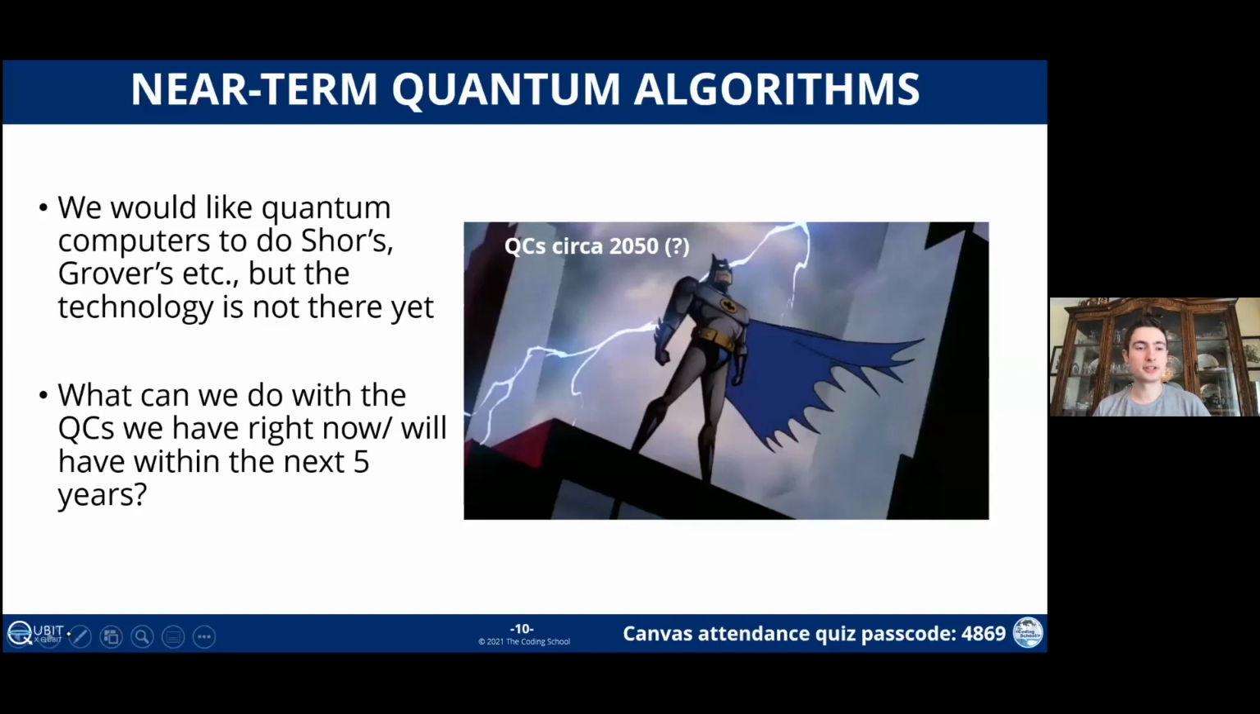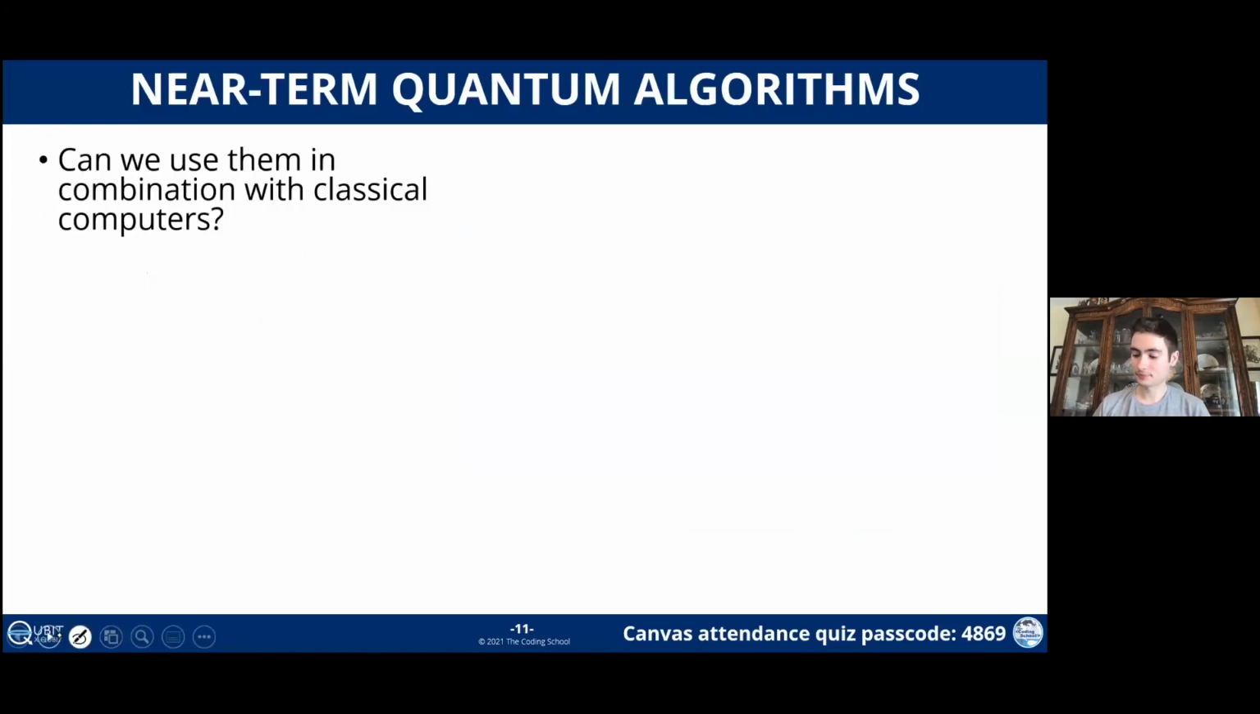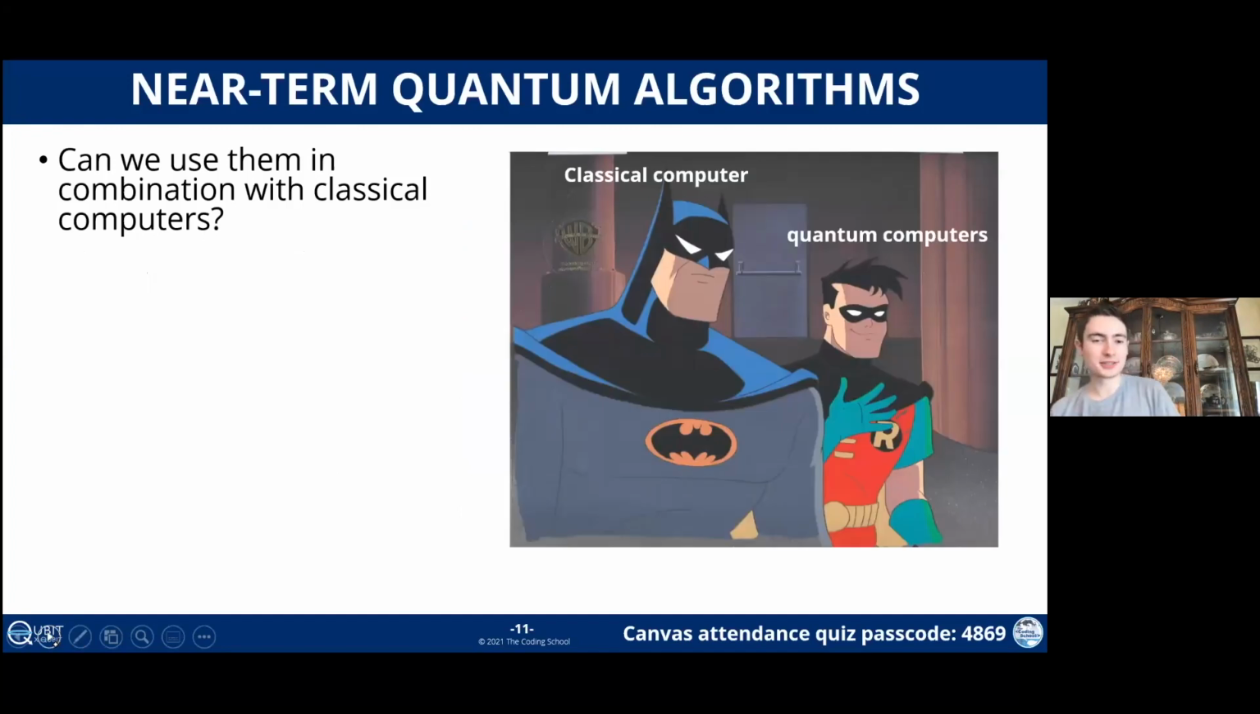And so this is the question that near-term quantum researchers pose to themselves. What can we do with the quantum computers we have right now, or will have within the next 5 years, that might still be useful? One very popular line of research is to think about using quantum computers in tandem with classical computers. In this case, it might be like the classical computer is still Batman, but the quantum computer comes in as a sort of sidekick to do some portions of the problem.